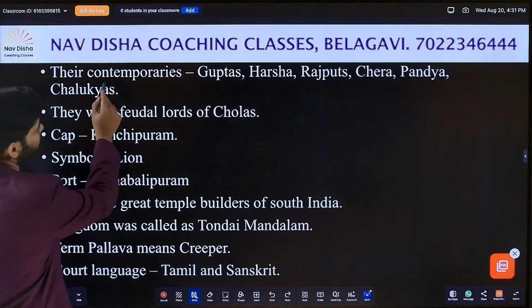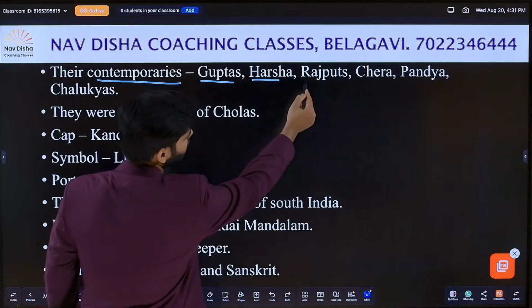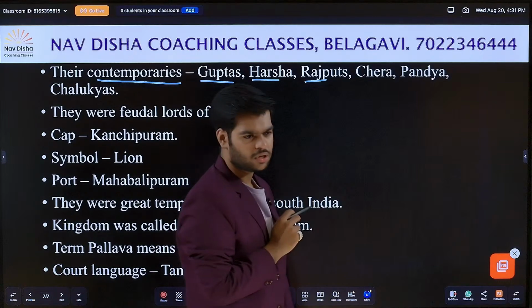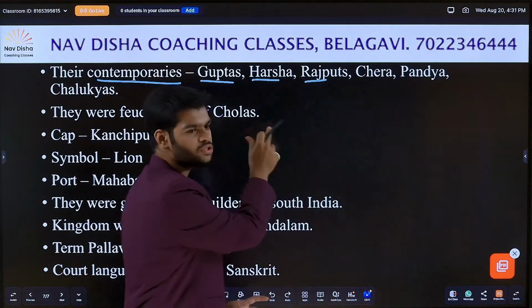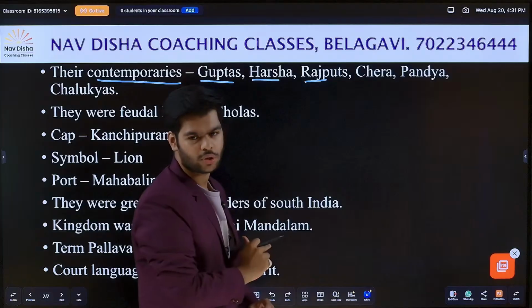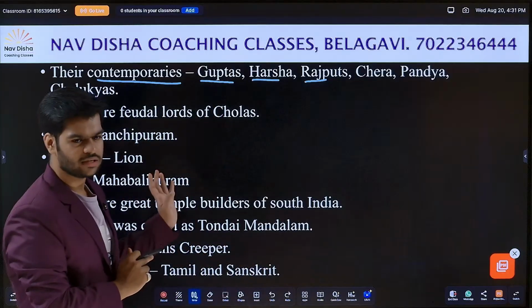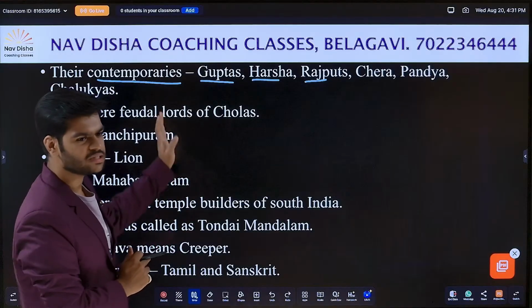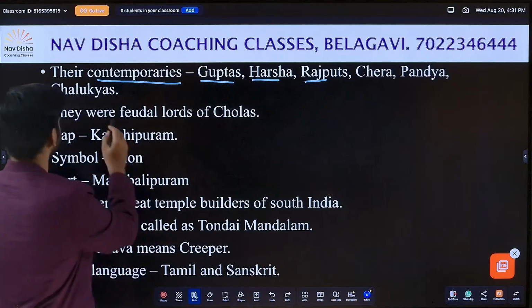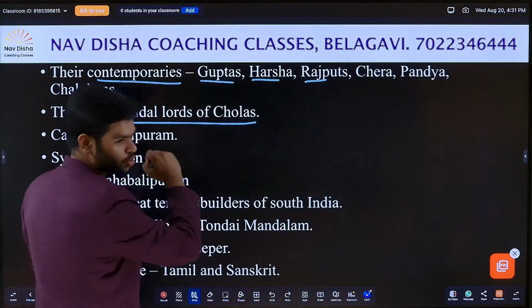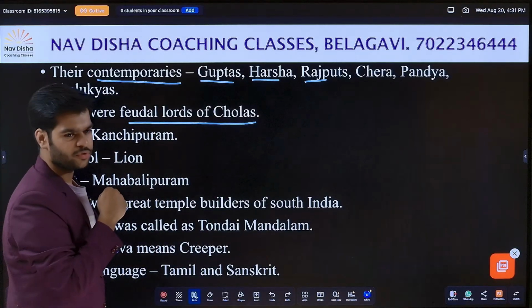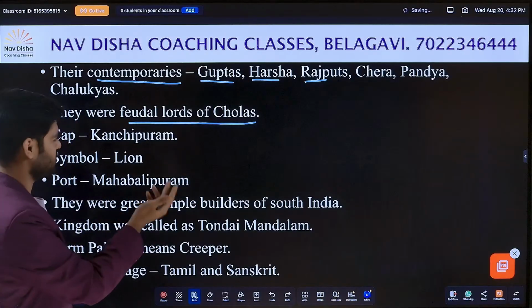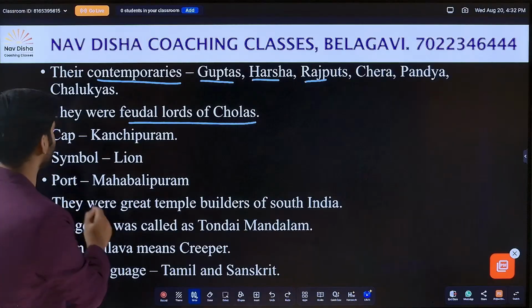Their contemporaries were Guptas, Harsha, Rajputs, Chera, Pandya, Chalukyas. Chola is not there here because the Pallavas defeated Chola, and the Pallava kingdom is there in place of the Chola Empire. Understood? Cholas we had seen, Sangam age, Chera, Chola, Pandya. So Cholas were replaced by Pallavas. They were feudal lords of the Chola Empire, means the zamindars of the Chola Empire, who defeated Chola kings and established their kingdom, their empire, the Pallava kingdom.